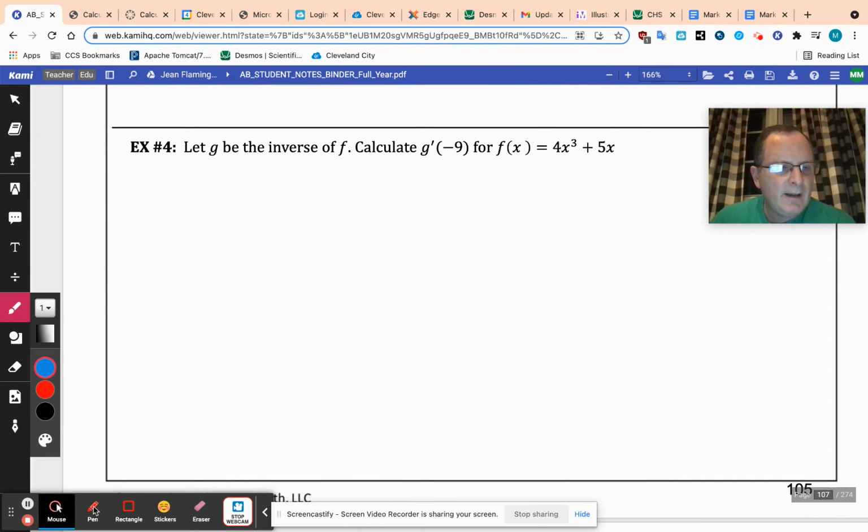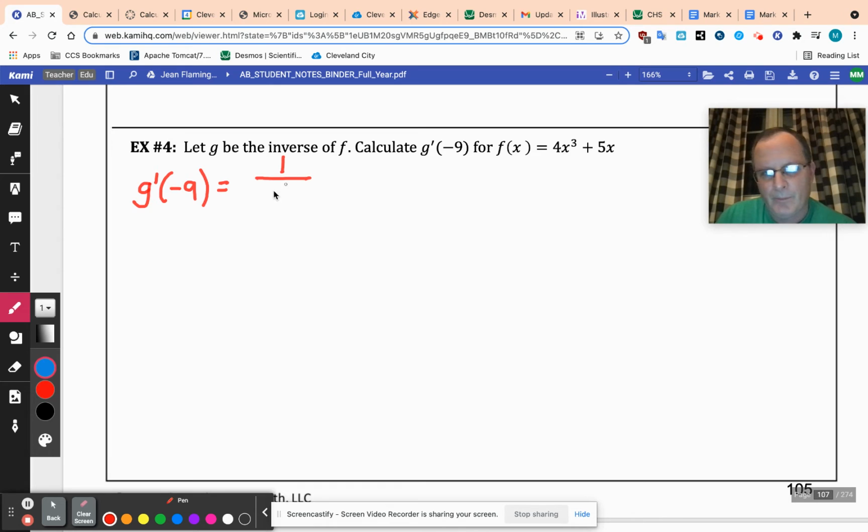Okay, on example 4, we are told that G and F are inverse of one another. And here's what we've discovered in class, that G prime of -9, since they are inverse of one another, will equal 1 over F prime of G of -9. All right, so that's just using our rule.